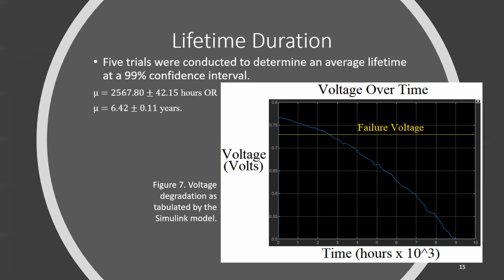So lifetime duration as calculated by the Simulink model that was designed can be seen in the graph, figure 7. And 5 trials were conducted to determine an average lifetime at a 99% confidence interval. This is because the random number generator made it so that it was not the exact same lifetime duration every time. When plugging in these values at a 99% confidence interval, we get an average lifetime of 6.42 plus or minus 0.11 years. And that is found from that 400 hours per year estimation that was assumed.